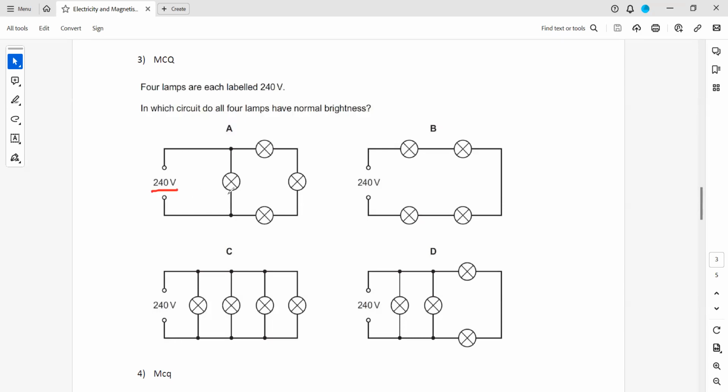So this 240 volt supply is in parallel to this lamp, so it will receive 240 volts. But these three lamps are connected in series. So the total 240 will divide between them. So this will be 80 volts, this will be 80 volts, this will be 80 volts. So it cannot be A because we want all to receive 240.